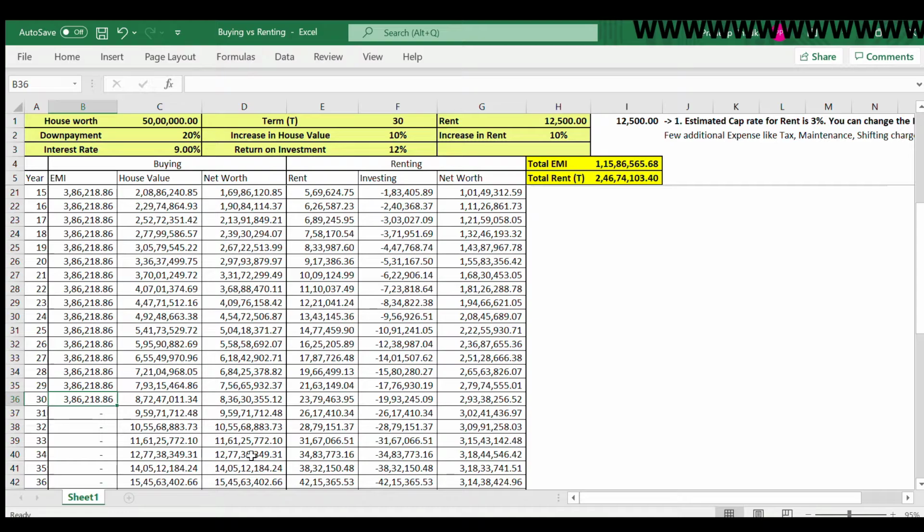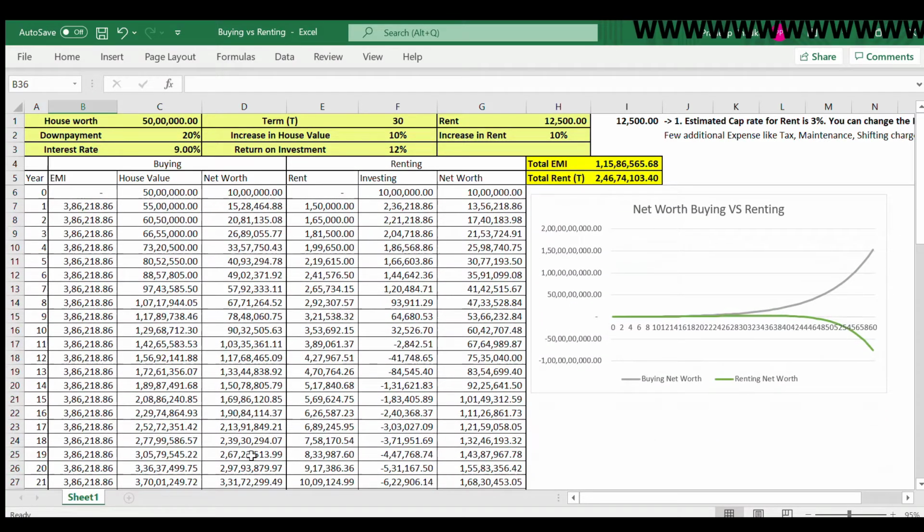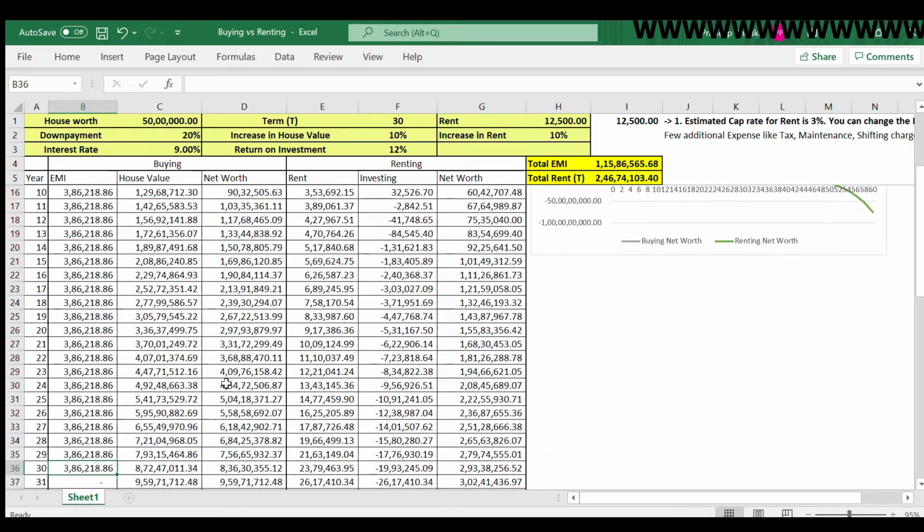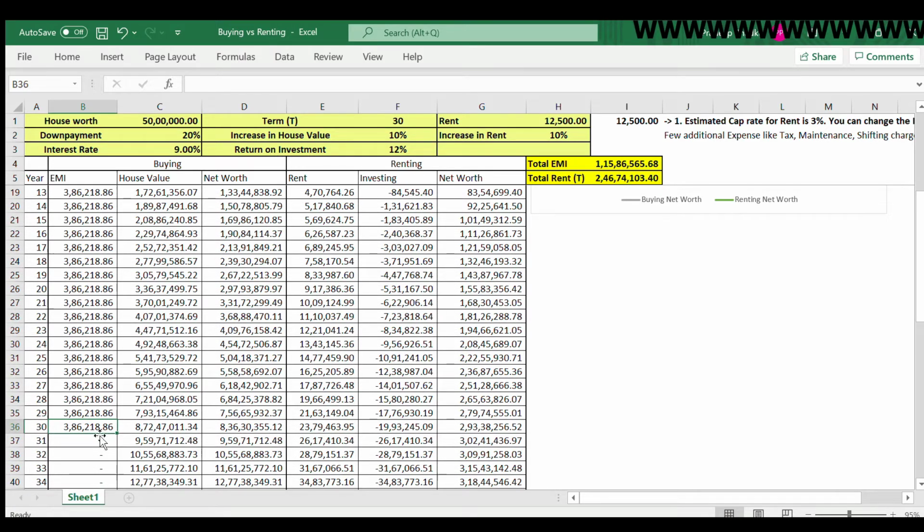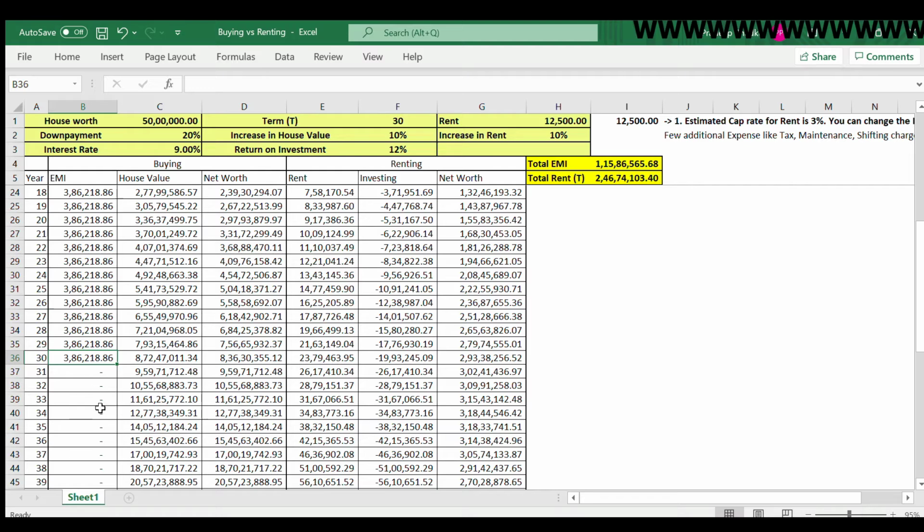So don't worry much about these columns because these are auto populated. And over here you can see up until the 30th year the EMI has been considered, and after that you will not have any EMI payment for this house.